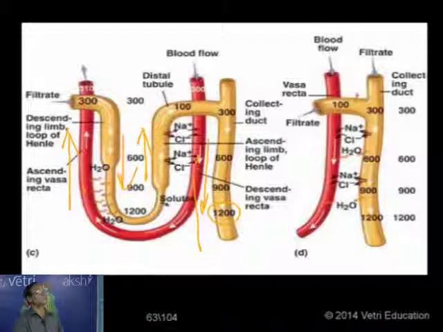So these two systems are operating together mainly for increasing the concentration of the filtrate to form the urine. At times, the urine formed is highly hypertonic with an osmolarity of 1200, the same osmolarity we have at the bottom of the Henle's loop.